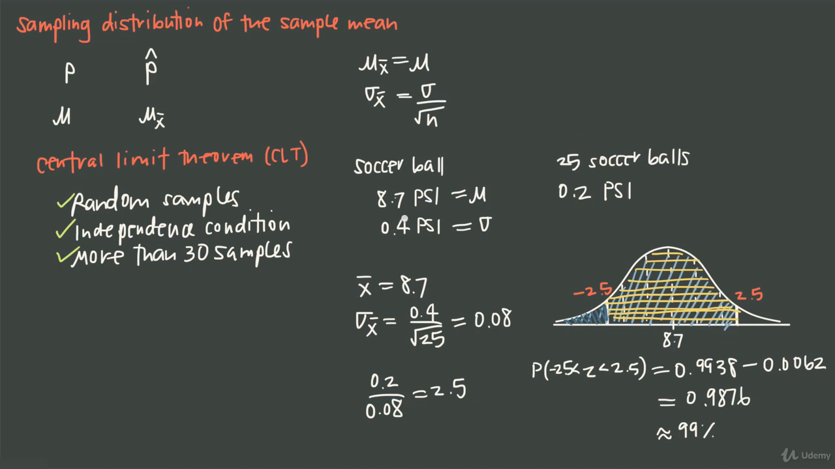Which means that when we use these sampling conditions with the 25 soccer balls, our sample mean has an approximately 99% chance of falling within 0.2 pounds per square inch of the population mean of 8.7 pounds per square inch.